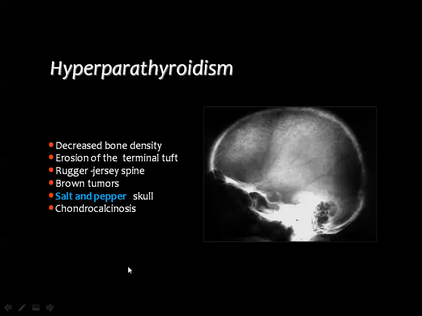you get some resolution of these erosions. One of the manifestations is what is known as the salt and pepper skull. Resorption of the bone from the skull will result in small areas of radiolucencies intermingled with areas of bone sclerosis, resulting in this appearance, which is known as the salt and pepper skull. And also, if you have the chance to see the teeth, you may look for the changes in the lamina dura as well.